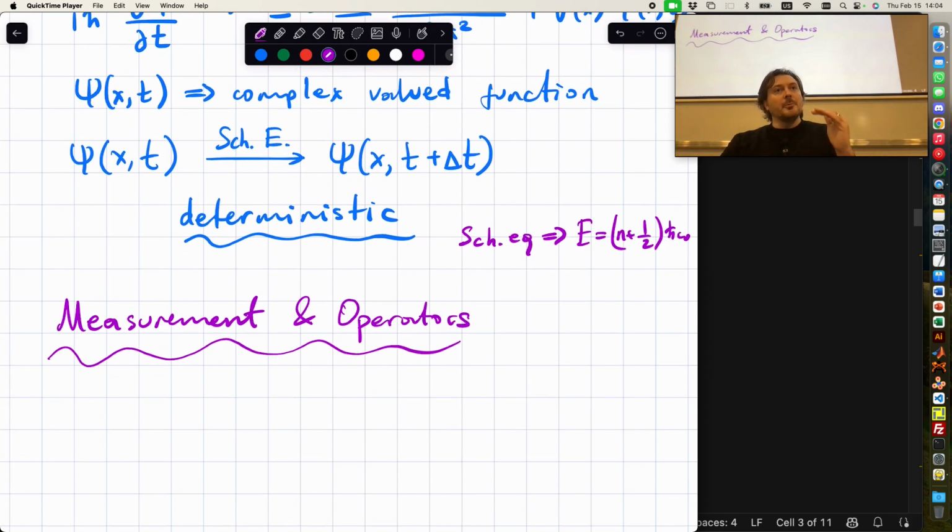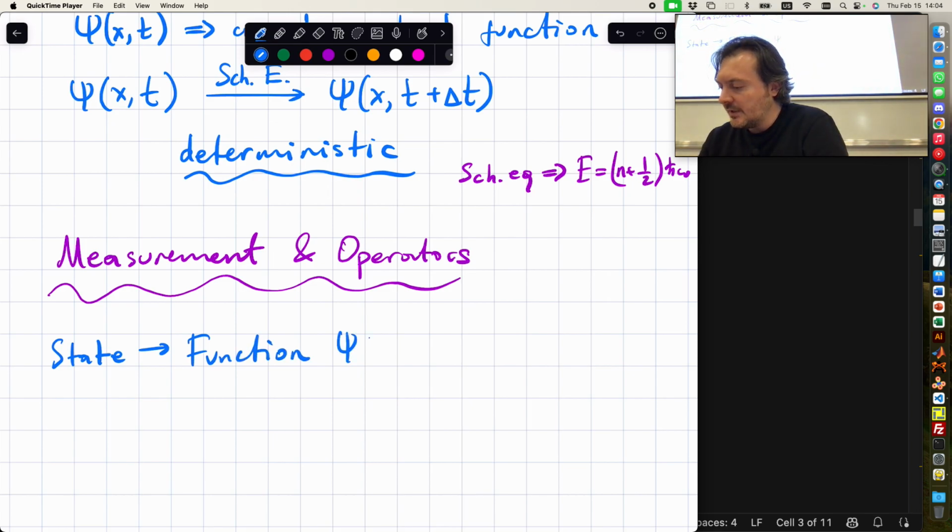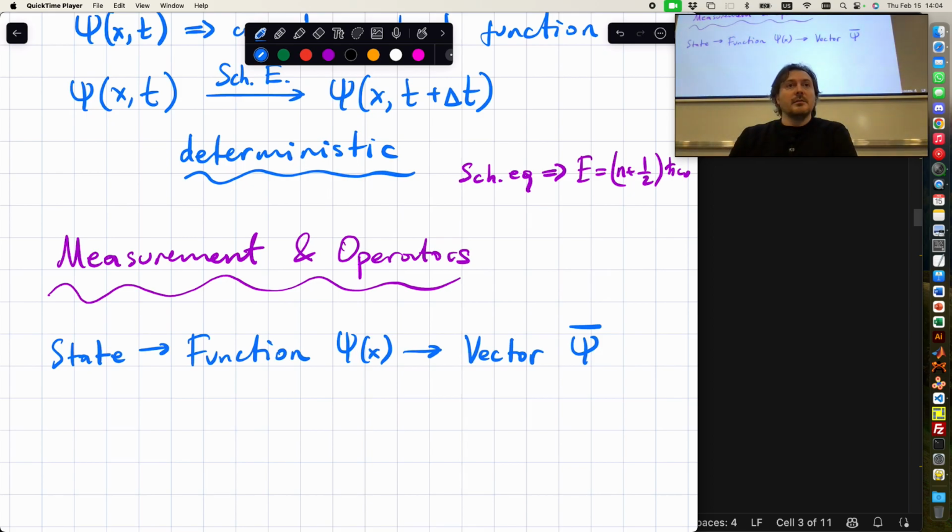But what about the problem with the measurement, with the Stern-Gerlach stuff? Do you remember? To understand that one, we should understand what measurement is in the context of quantum mechanics. As I said, the state of a system is represented by a function, right? The state of the system is the function psi of x, and we think of it as a vector. So far so good?